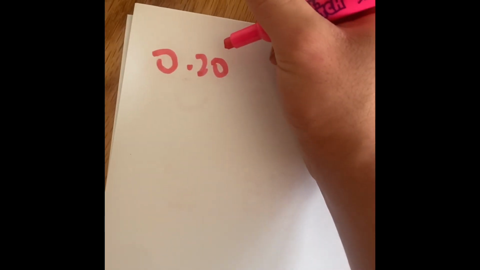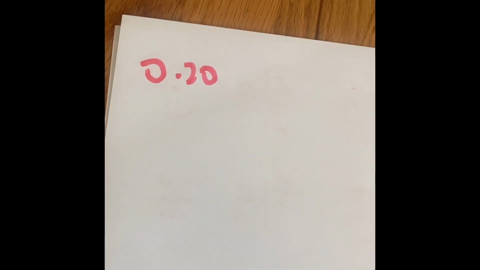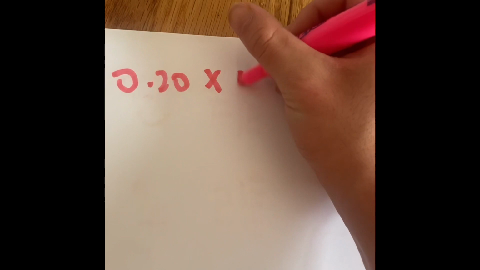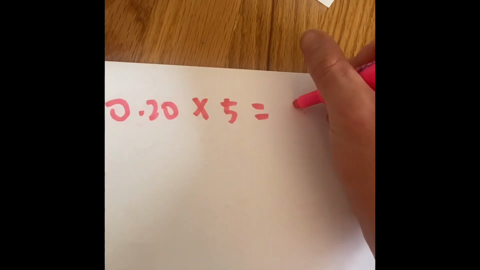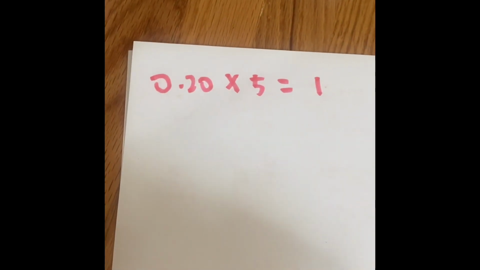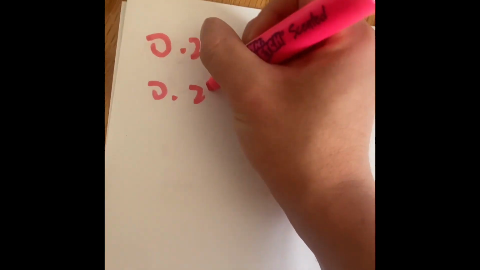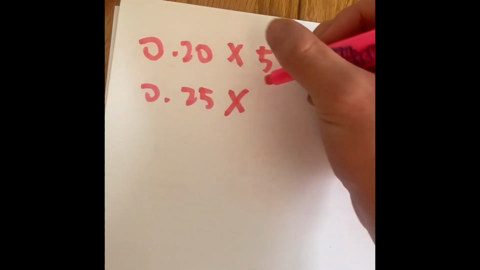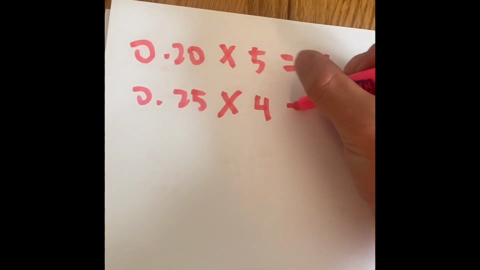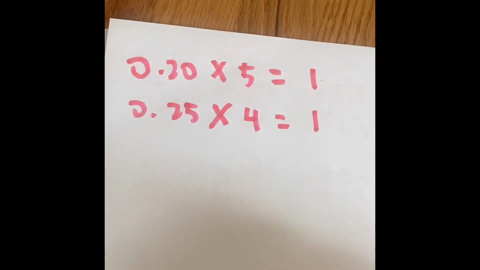So let's get started. If we have a decimal of 0.20, in order to get it to a whole number, just like with fractions, decimals, and percentages, we have to multiply by 5 to get to a whole number. If we get 0.25, what would that mean? We would multiply by 4, and that would also get us to a whole number.